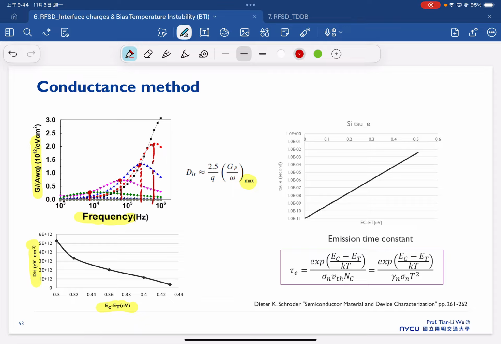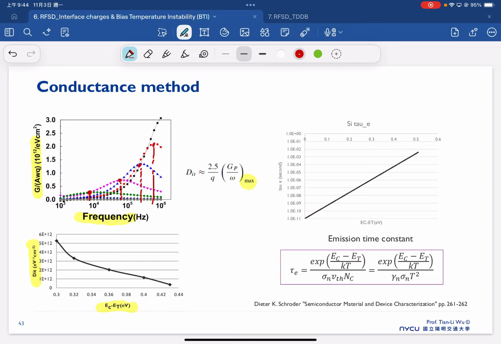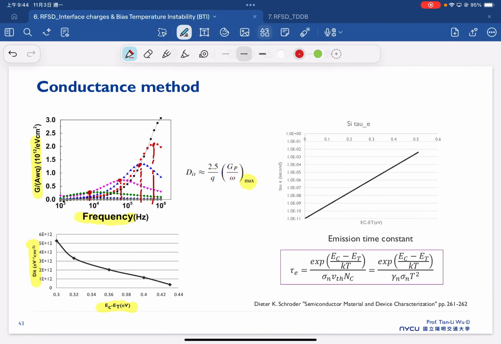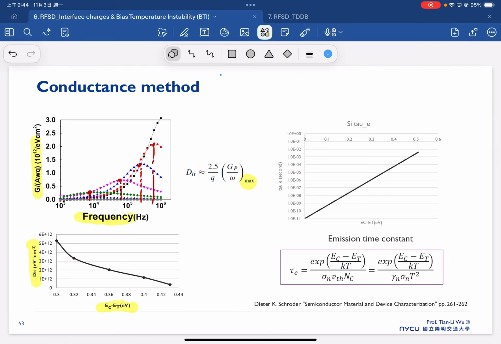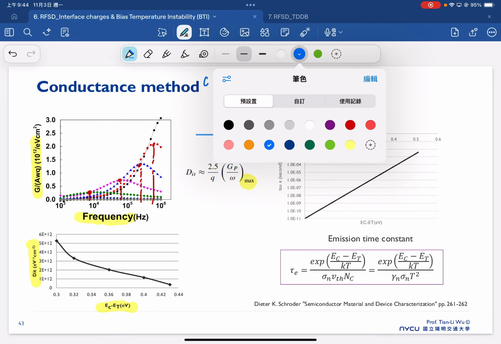But you might be wondering where this graph originates from. Actually, this graph originates from a very simple measurement result, where the starting point is always the CV curve, capacitance versus voltage here. So we will have one CV curve, and the typical CV result might look like this.